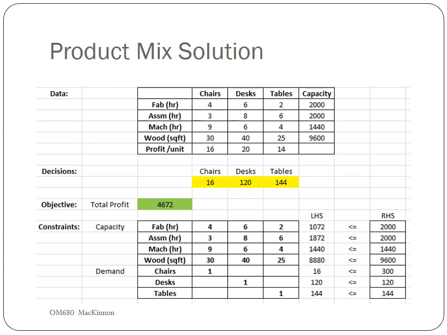Okay, so here is our solution. We have 16 chairs, 120 desks, and 144 tables. Notice one thing: our total profit has gone down. This is the rule with optimization. If you add more constraints, you will never get a better objective. Sometimes it won't go down, but the only direction it can go is down. You will never get a better outcome with more constraints.